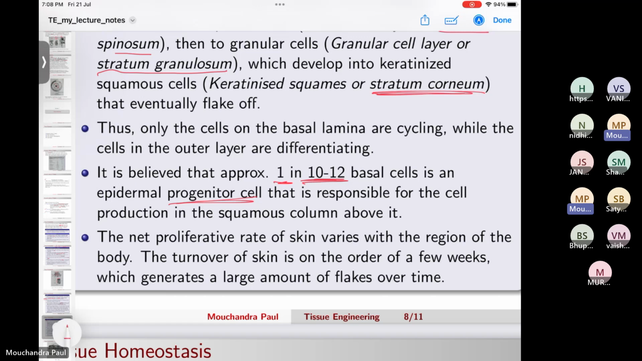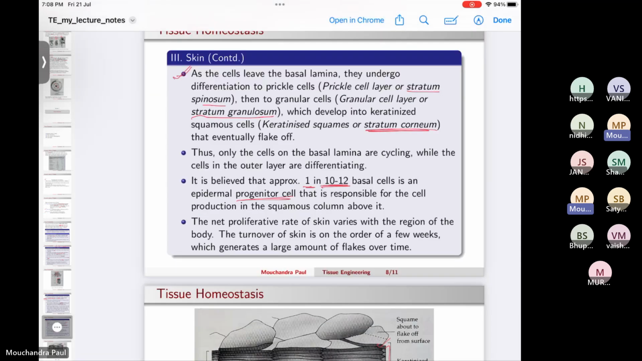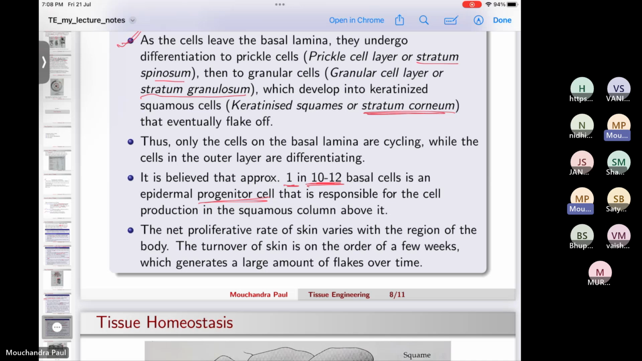So this is how the skin layer, or the epidermis layer, is undergoing a continuous differentiation process, or it is always present in some differentiation state. The different layers of the cell are present in some differentiation state, and the top layer gets flaked off, and the bottom layer, that is the basal cell layer, is responsible for generating new cells.